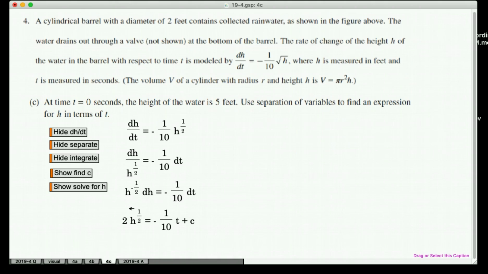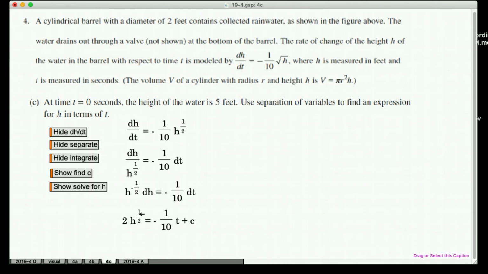I don't like to write the step down divided by 1/2 because most of the time you get confused with fractions. When you divide by a fraction, you multiply by the reciprocal. So it becomes h to the 1/2 divided by 1/2, which means times 2. And by the way, we have minus 1/10 as a constant, and the integral of dt is t, and then plus c.